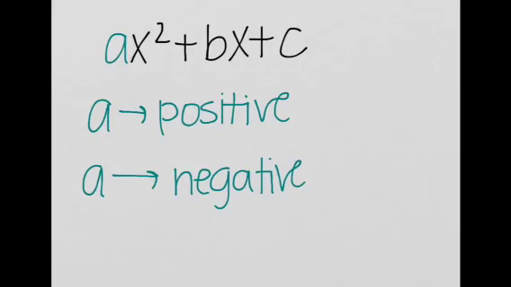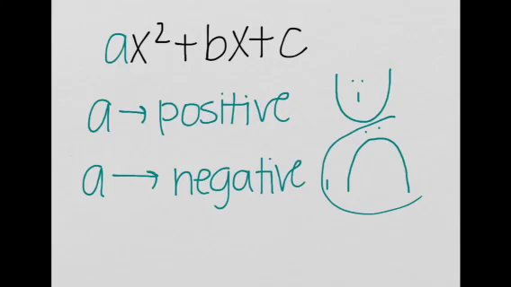So remember, a quadratic function is always in the form of ax squared plus bx plus c. We're going to take a particularly close look at the coefficient a. If a is positive, then your graph is going to look like a U. If a is negative, then your graph is going to look like an upside down U. The way I like to remember this is if a is positive, then our graph is a smiley face. If a is negative, then our graph is a frowny face. So that's how I like to remember this.